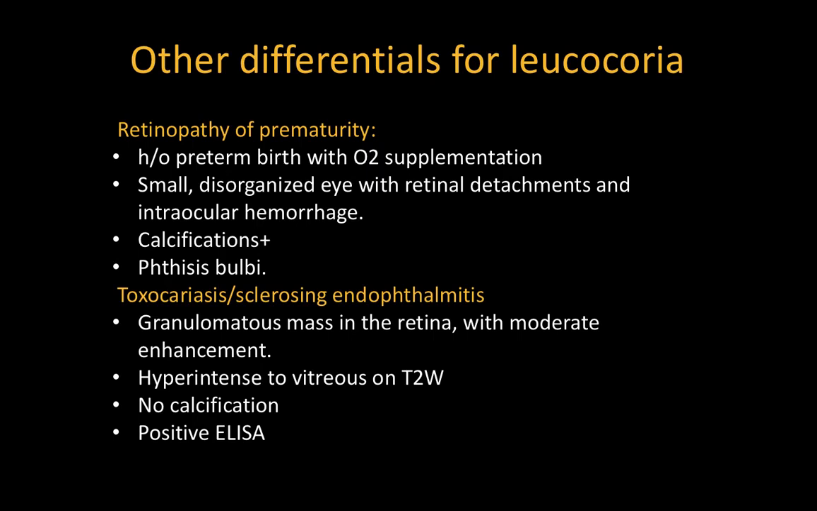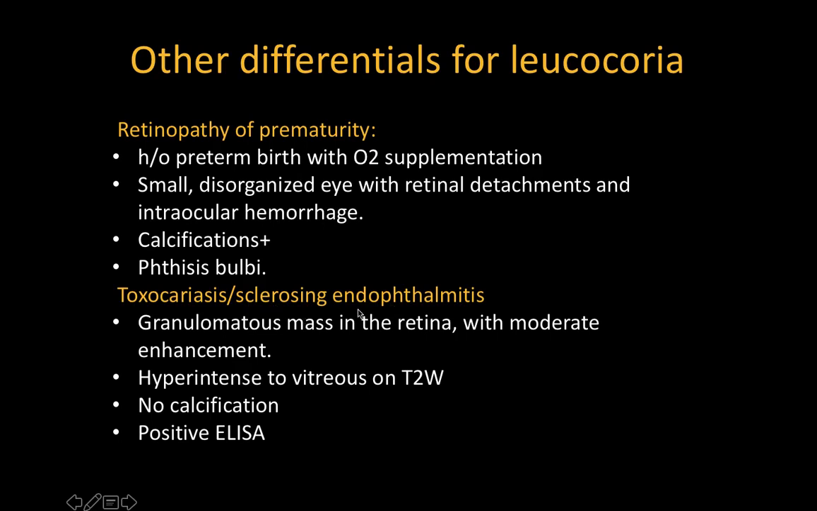It is characterized by small disorganized eye with retinal detachments and intraocular hemorrhage. There may be presence of calcification, and in long standing cases it will result in phthisis bulbi. Then other differential diagnoses for leukochoria include toxocariasis and sclerosing endophthalmitis.